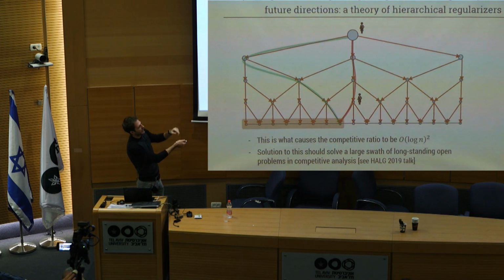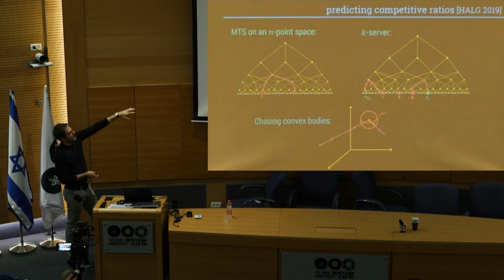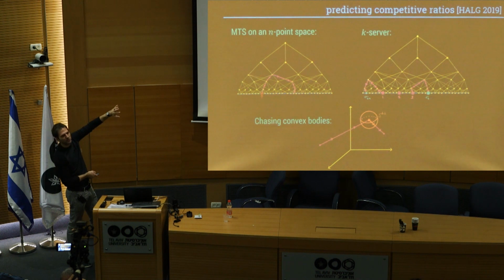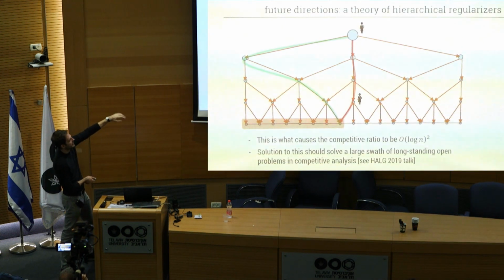then here's a nice instance where figuring that out would give a better competitive ratio. I gave a talk which is online in Copenhagen earlier this year. I think if you can solve this problem, you can get the optimal competitive ratios for a number of long-standing open problems in that area.